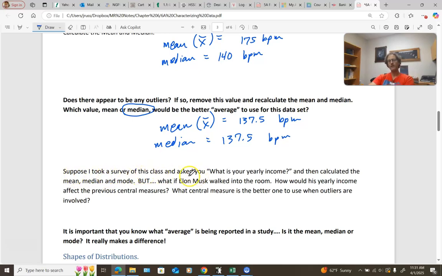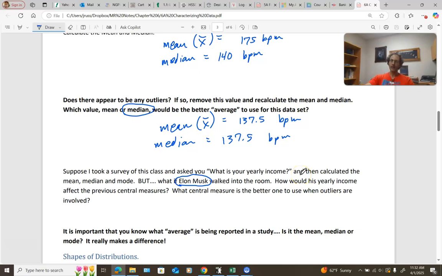But what if Elon Musk walks into the room? And I know at the time of this recording, he's kind of a controversial figure right now. But nonetheless, I put him in here because he is, at this time, supposedly the richest man in the world. The way that, financially that is. He may be poor in other metrics of what it means to be rich, but nonetheless, the metric that they use to measure financial wealth, he is supposedly the richest. So what if he walked into the room and then we recalculated the mean, median, and mode?